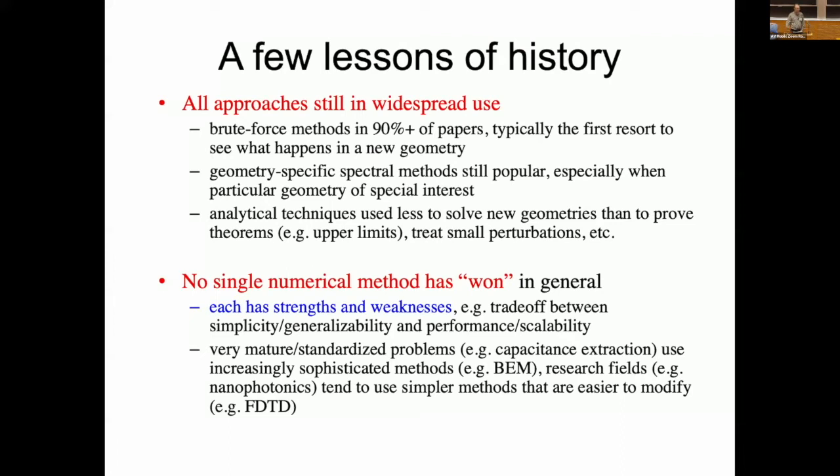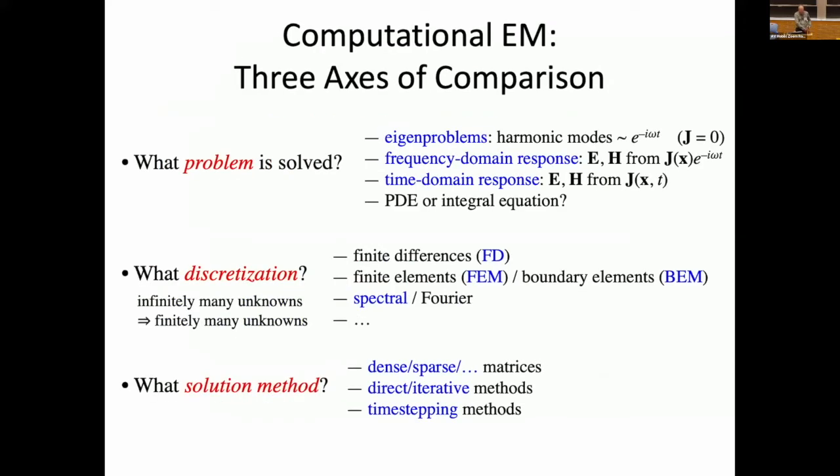When you have very, very mature and standardized problems where everyone is solving exactly the same thing, like you have an integrated circuit and you're trying to extract the capacitance or mutual inductance of different elements in the circuit, and it's always the same problem for many, many years in a row, then people migrate to very, very sophisticated, very specialized methods, like very fast surface integral equation methods. Whereas in research fields, people tend to use simpler methods, like FDTD, for example, that are really easy to modify and generalize.